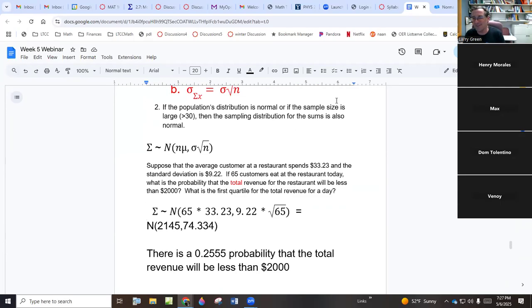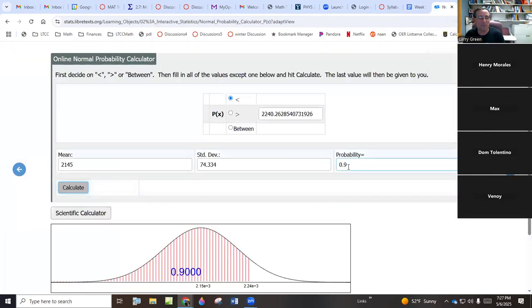And then someone asked for back to the calculator for the 0.9. Any questions on it? I typed in 0.9. I erased the box, chose P of X is less than, and then I hit calculate. Any questions on that?